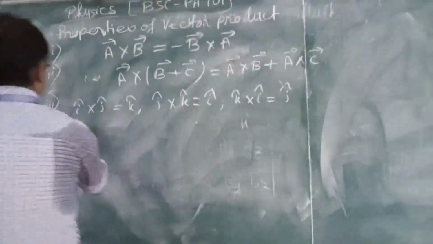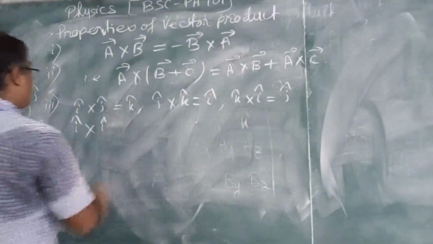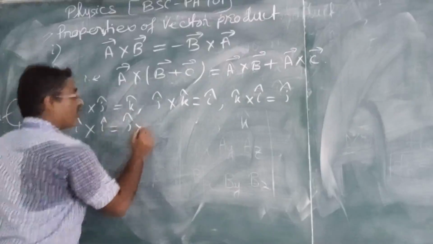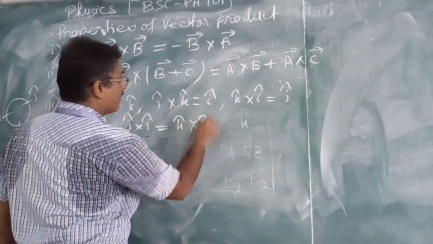And i cap cross i cap equals zero. Why? Because of sin theta, and sin zero is zero. So i cross i equals j cross j equals k cross k equals 0.